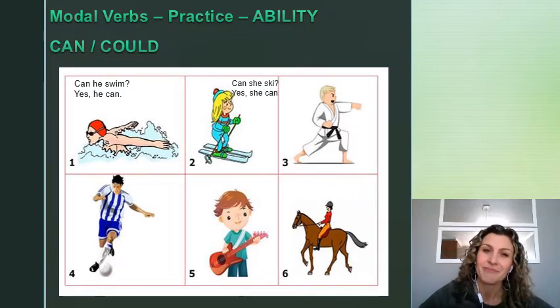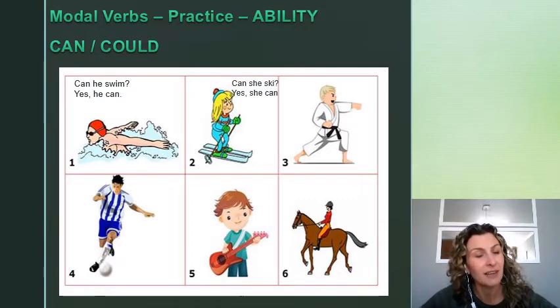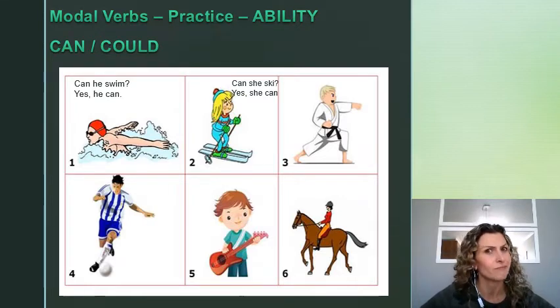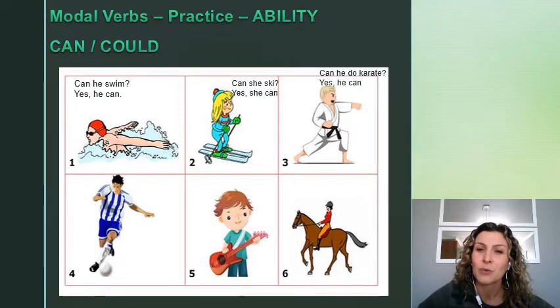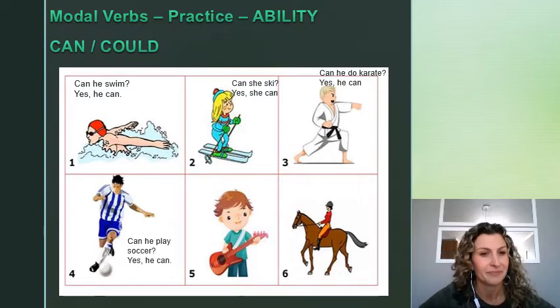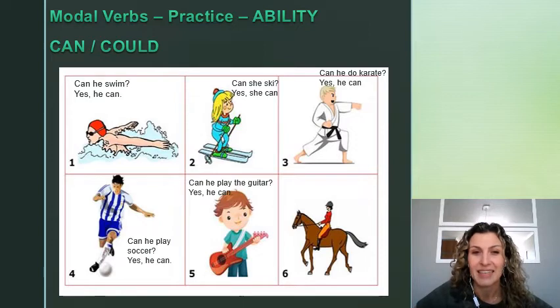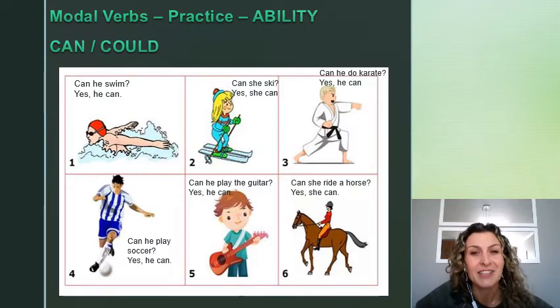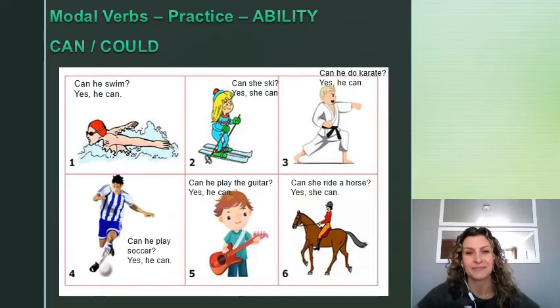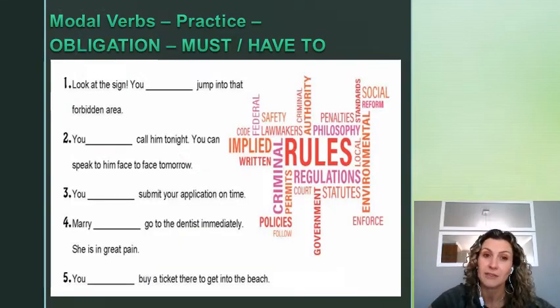Number 2, can she ski? Yes, she can. If you ask me, no, I can't. Next one, can he do karate? Yes, he can. Number 4, can he play soccer? Yes, he can. Again, if you ask me, teacher, can you play soccer? My answer, no, I can't. Number 5, can he play the guitar? Yes, he can. I can't. Can she ride a horse? Yes, she can.